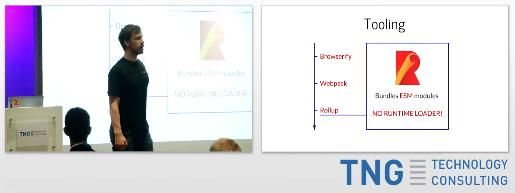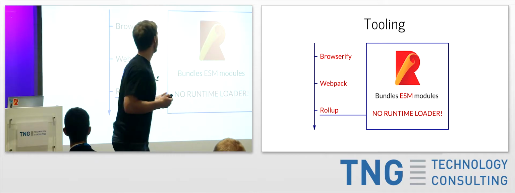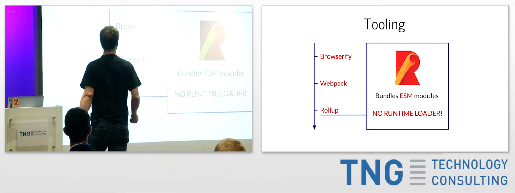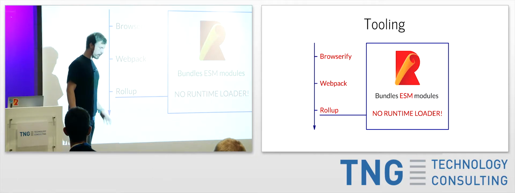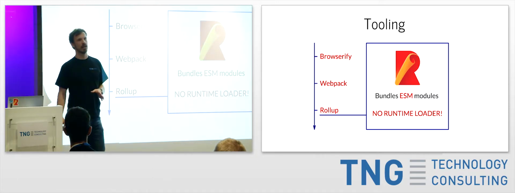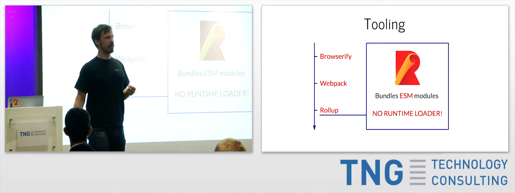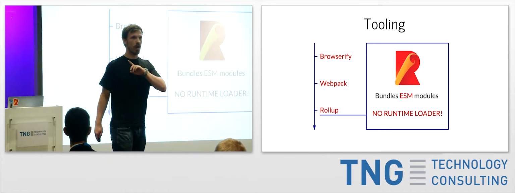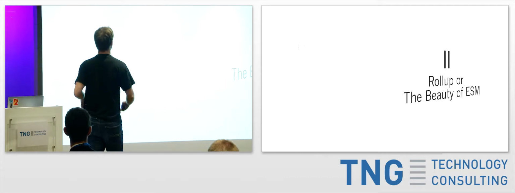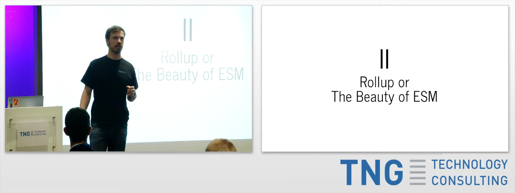And Rollup is built internally exclusively around the ECMAScript module format. And the main difference is there is no runtime loader. So basically, all the code you ship to the browser is code you wrote yourself. It's actually less code than you wrote yourself, as we'll see in a moment. And it's, in a way, more efficient code. So the question, why is that? And this is related to how the ECMAScript module format works.